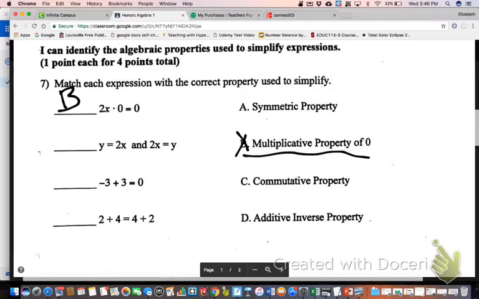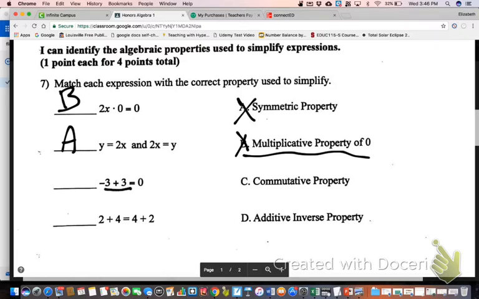Okay, the second one, notice how it's exactly the same equation, but it's just flipped. It's kind of like they're a mirror image of each other. So y equals 2x, and now it's 2x equals y. Well, whenever the equations are mirror images of each other, we say that they have symmetry. So that is the symmetric property.